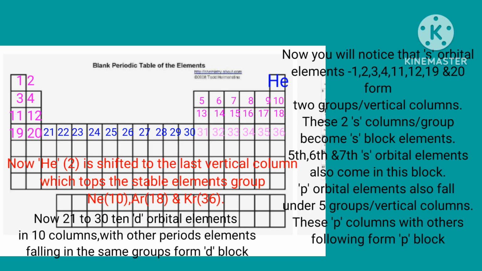Now helium 2 is shifted to the last vertical column. There it tops the stable elements group: neon 10, argon 18 and krypton 36. Now the 10 d orbital elements 21 to 30 in 10 columns, with other period elements falling in the same groups, form the d block.